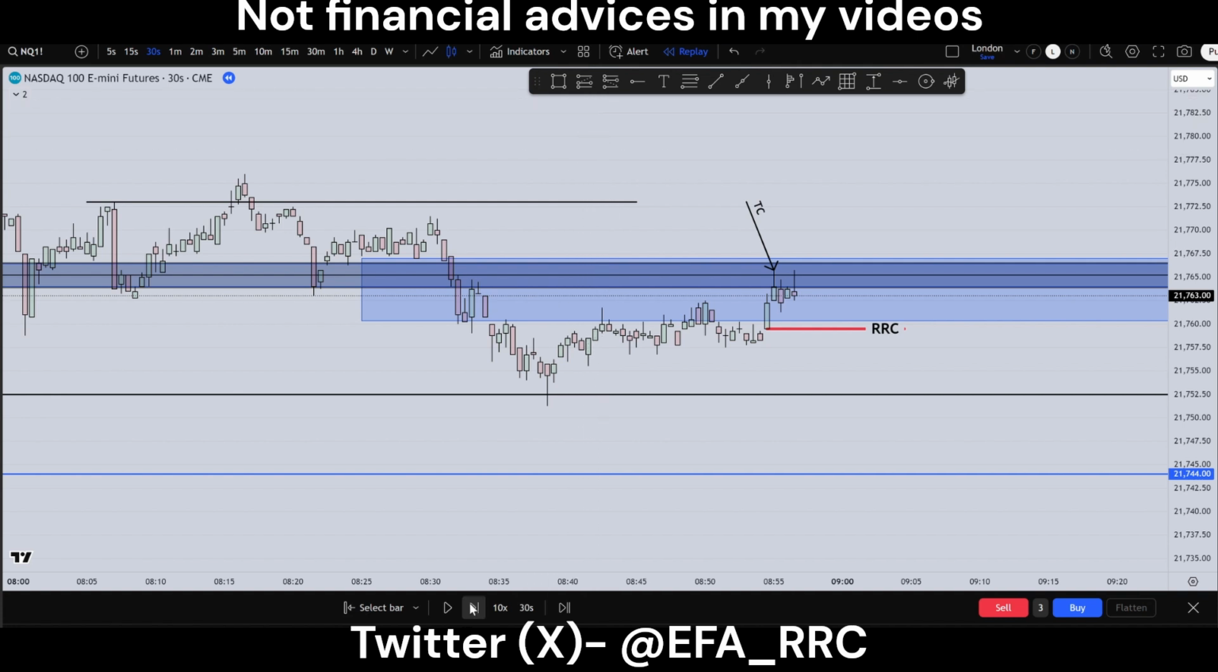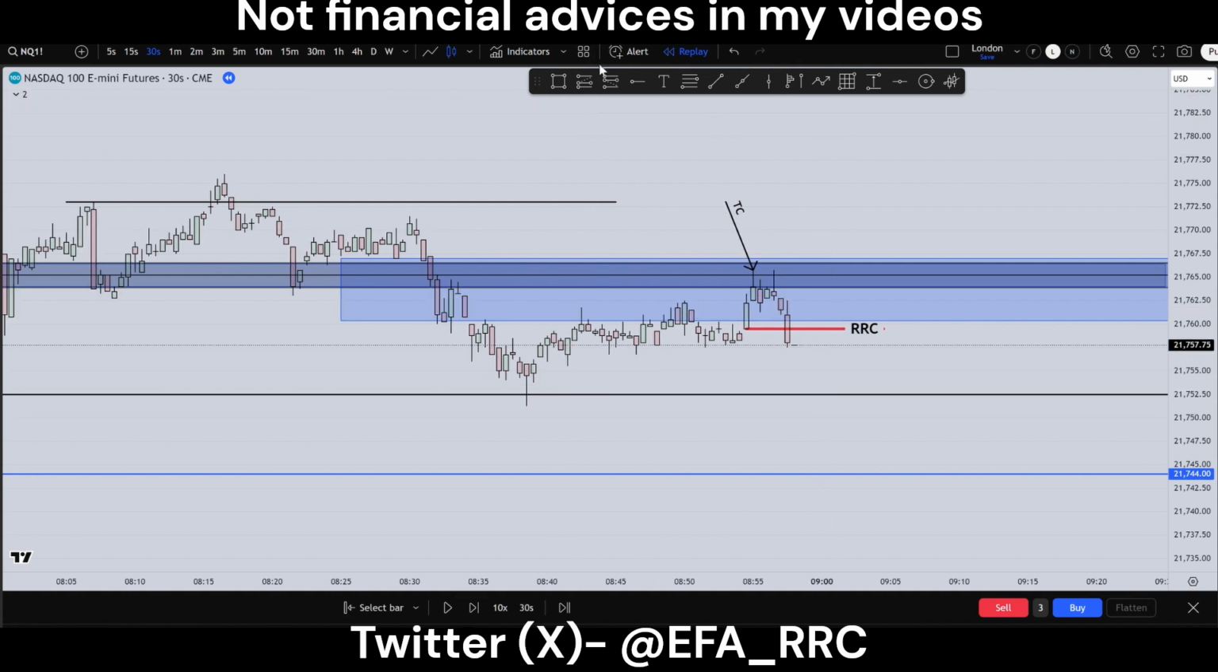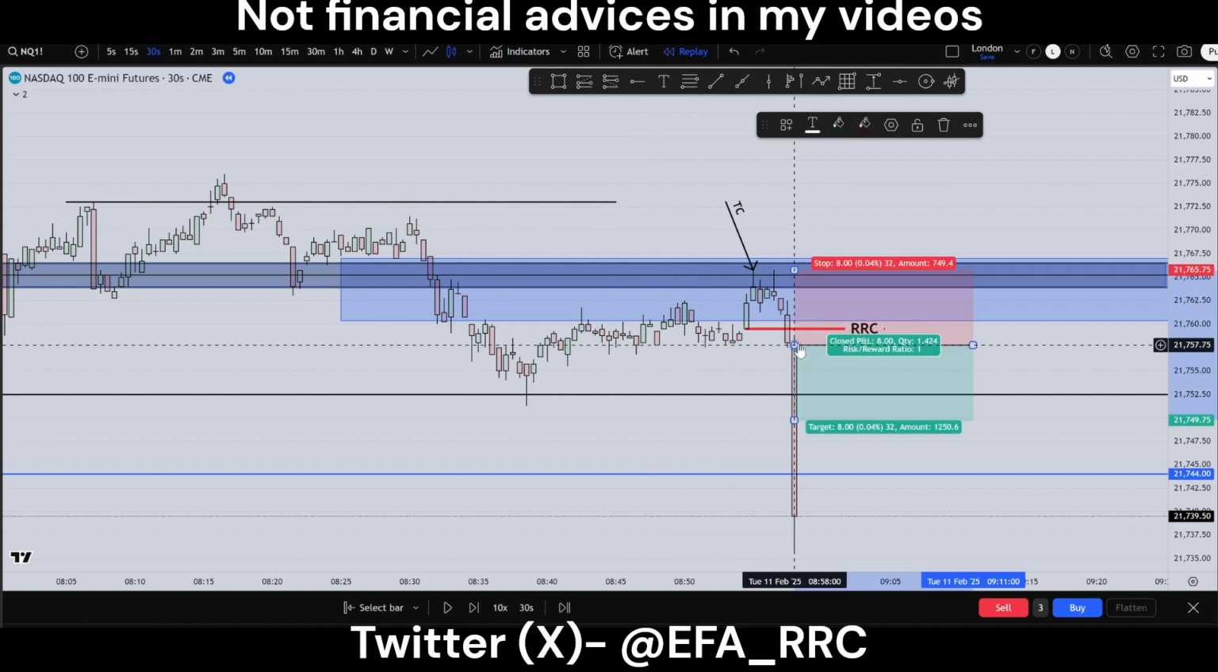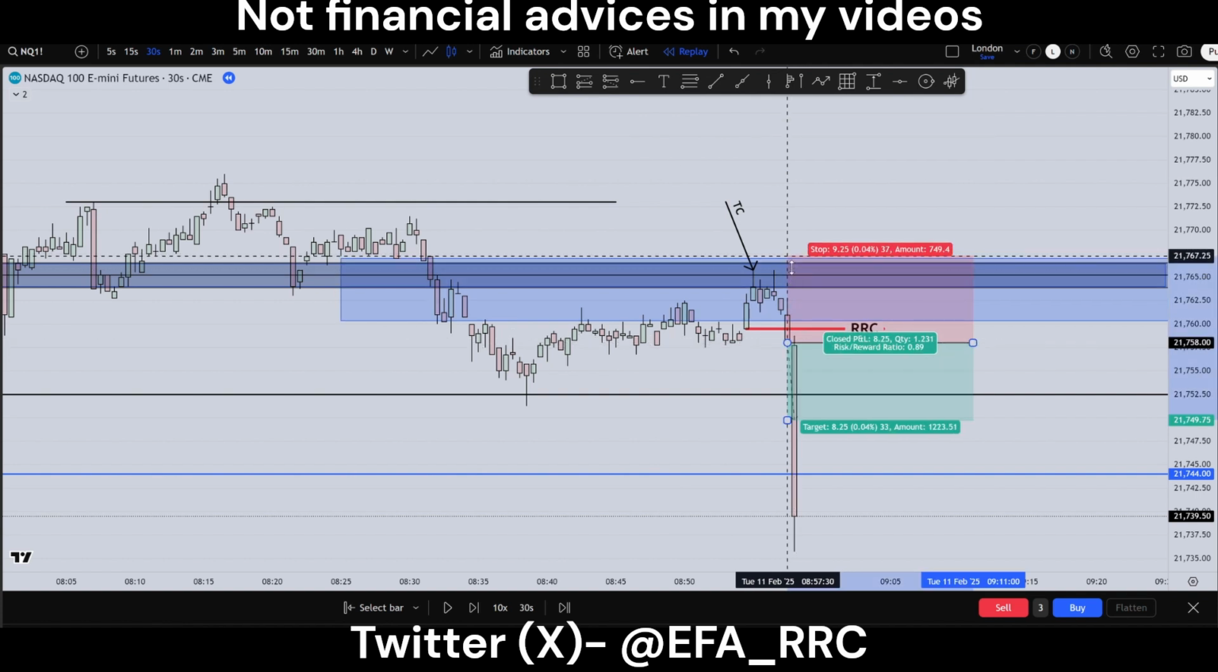Okay, now we wait for the body close below the RRC, which happened here, and we can take a nice market entry because there is no huge difference. Okay, it's like 1 point difference.